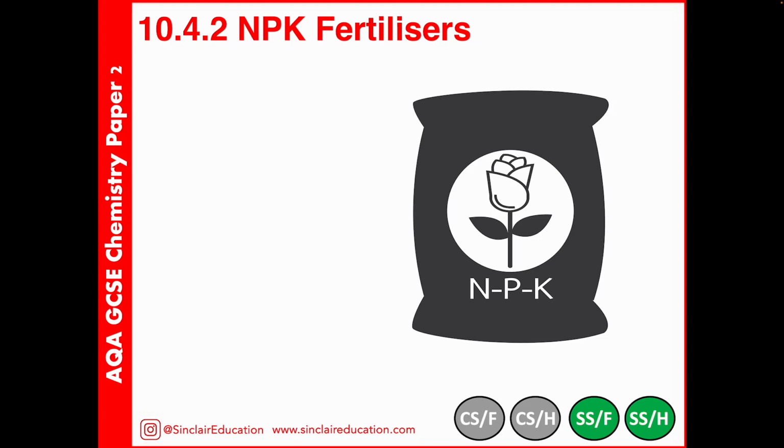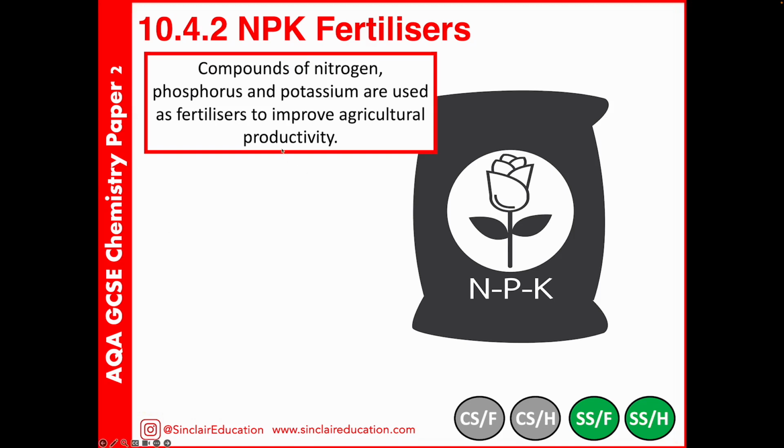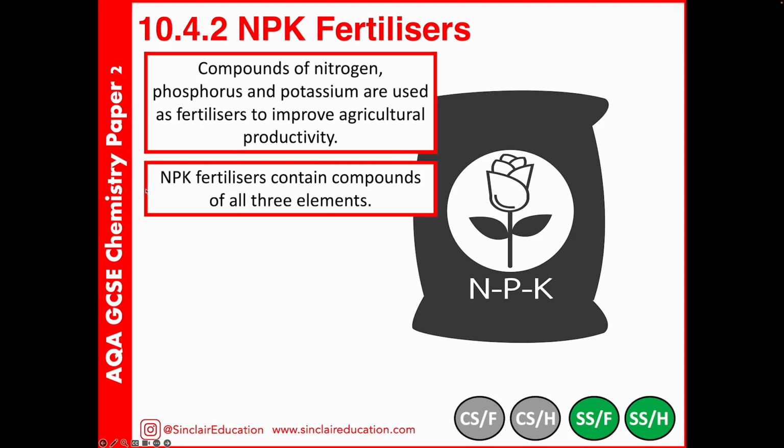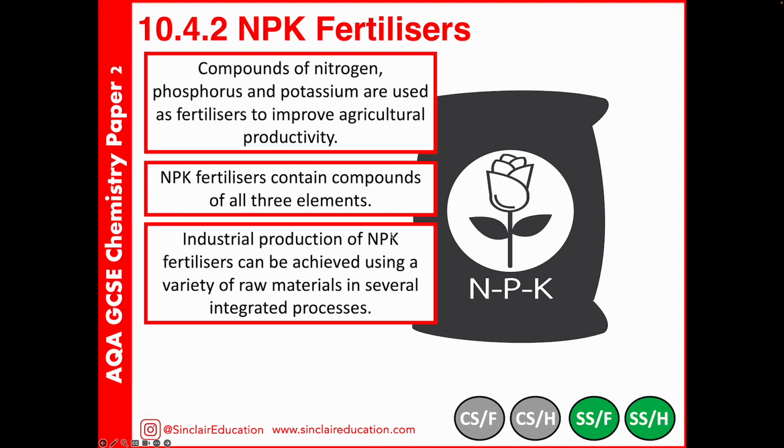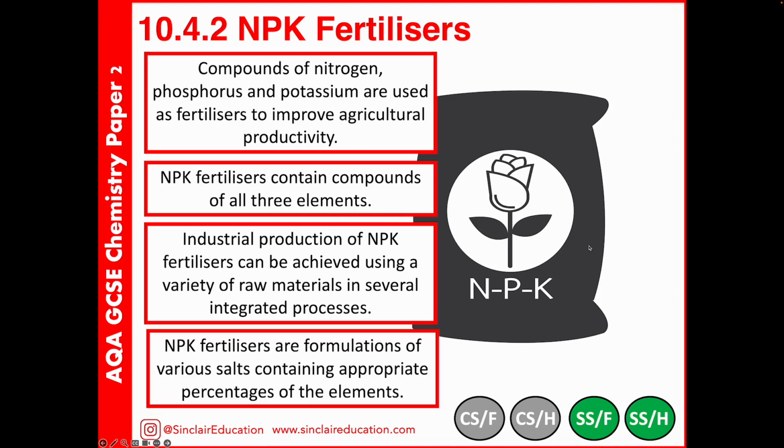The N is standing for nitrogen, the P is phosphorus, and K is potassium. And these chemicals are needed to improve agricultural productivity, so how much crops will grow from that soil. Now, NPK fertilisers will contain compounds of all three of these. And where these nitrogen, phosphorus, and potassium is coming from is obtained in several different reactions. One important link, though, to prior topics is that NPK fertilisers are an example of formulations. The proportion of nitrogen, phosphorus, and potassium will be in the correct percentage for the properties that we want from that fertiliser.